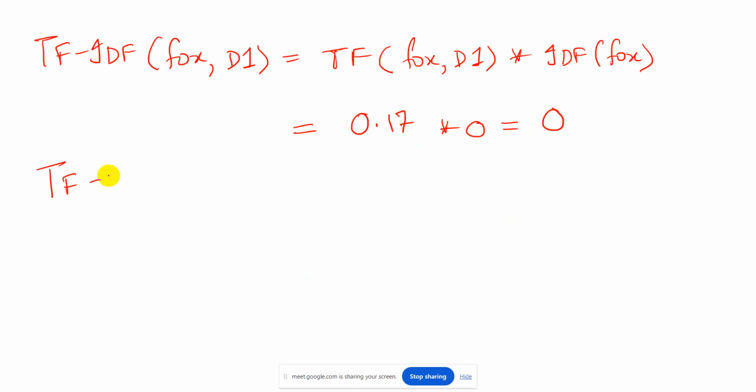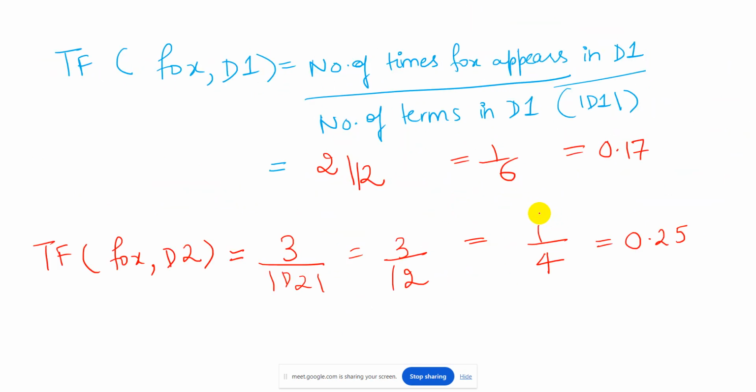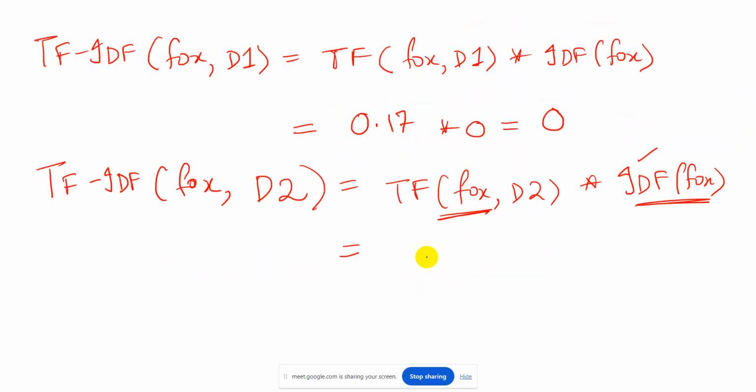And the TF-IDF for the word fox in the second document, what will it be? Again the multiplication of term frequency of fox in D2 into inverse document frequency of fox over the entire corpus. This term remains the same again. So the term frequency in the second document is what? 0.25. So this is 0.25 into 0. Again it comes out to be 0.